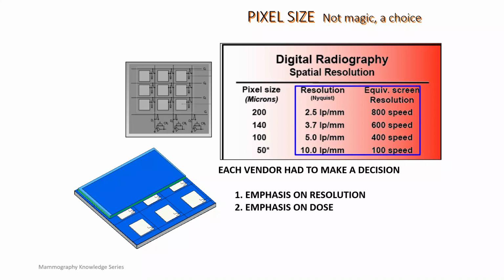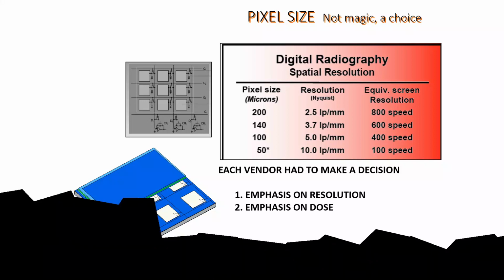The bottom line is that the more detail or the smaller the size of the DEL, it's going to take more radiation to get an image. So our speed relative is about 100 for 50 microns and about 800 speed for 200 microns. In digital, there is a difference between speed for mammography and speed and resolution for routine X-ray. You have to choose what matches.